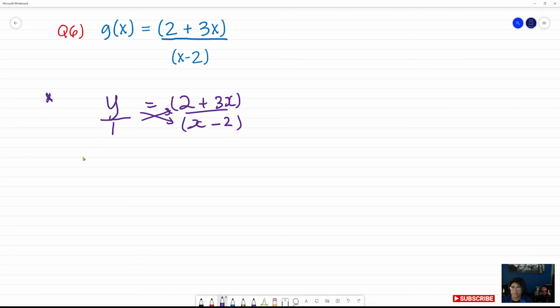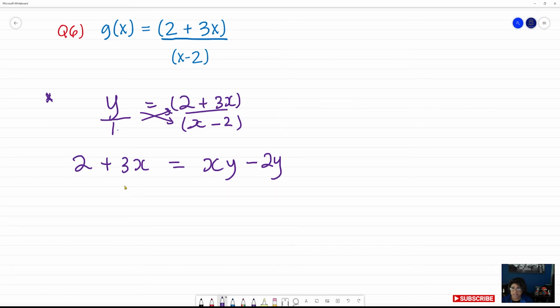These two are going to be equal. So what do I have? I can do 1 times all this, so that's going to give me 2 plus 3x, and that's going to be equal to y multiplied with this denominator here. So y times x is xy, y times negative 2 is negative 2y. Now you can see I have an x on both sides.